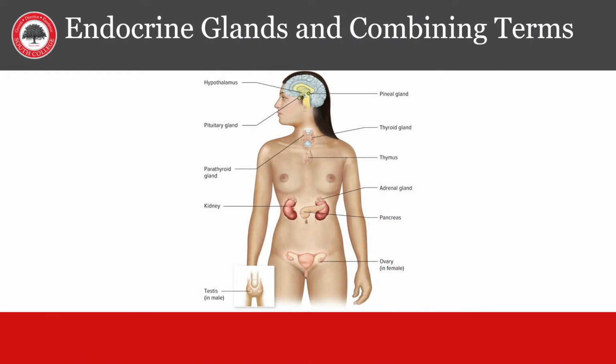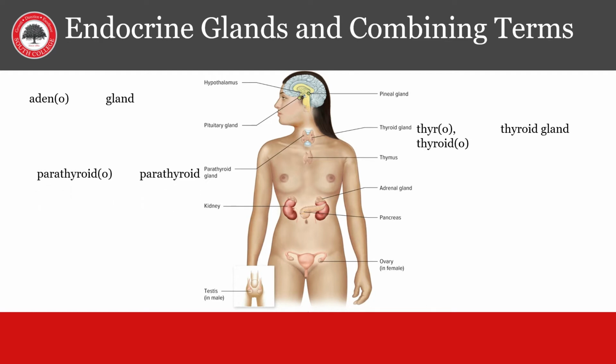Let's do some combining forms while looking at the anatomy of the endocrine system. Start with the most superior. You'll see the hypothalamus, then the pituitary gland. Adeno refers to gland. Next is the thyroid gland, and posterior to the thyroid gland are the parathyroid glands. There are usually 4 of these. Thyro and thyroido refer to the thyroid gland, while parathyroido refers to the parathyroid gland.